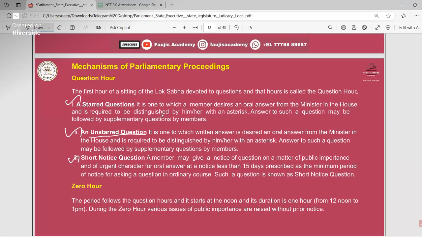An unstarred question, on the other hand, requires a written answer. Therefore, supplementary questions cannot follow, because the question will be put forward and you need to give a detailed answer for that question.